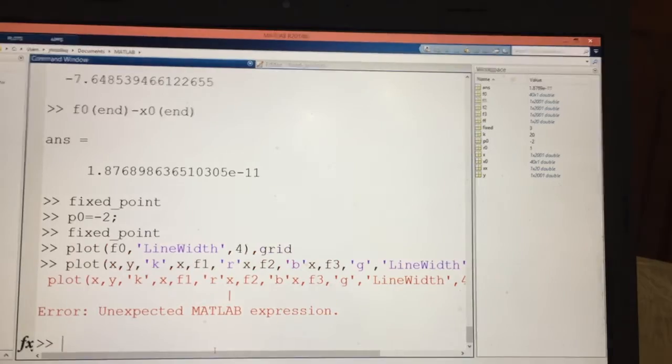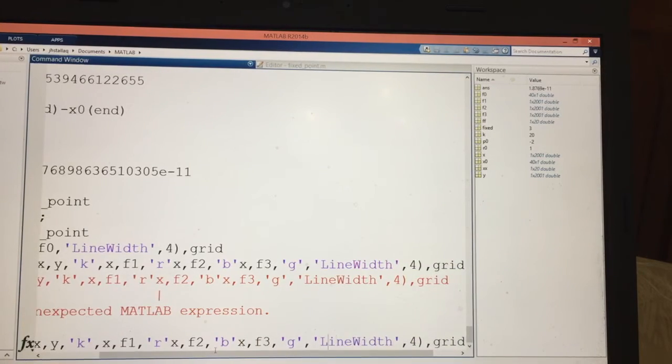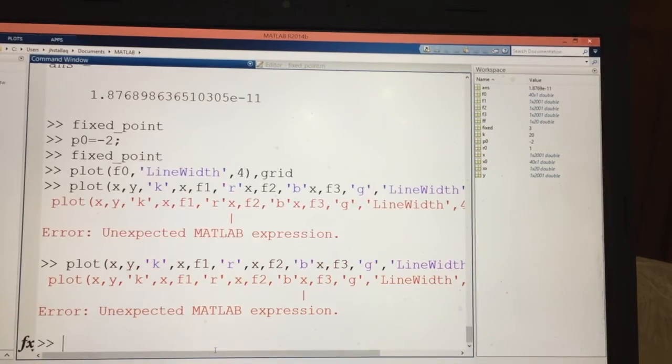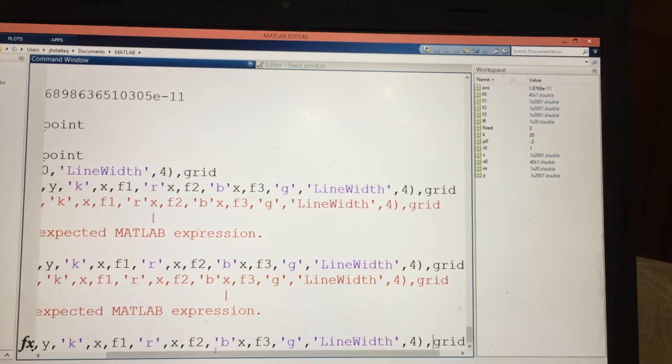What is this? Oh, we forgot something here. There's a mistake here. Yes, you're right. A comma here, another comma somewhere probably. Yes, there is one in here.